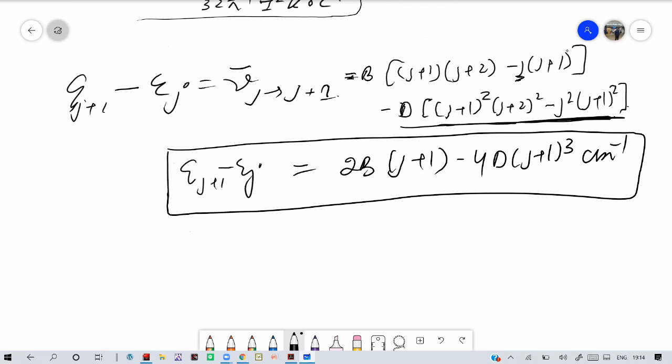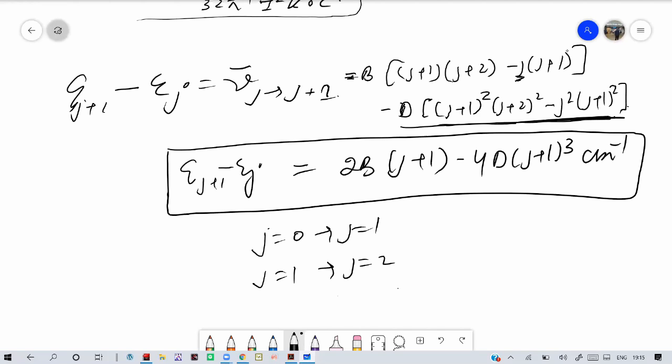And in this way, putting up j, we go from j equal to 0 to j equal to 1, then j equal to 1 to j equal to 2. Similarly, you can draw the spectra then, like we did in earlier cases. And there is a shift, as I already told you.